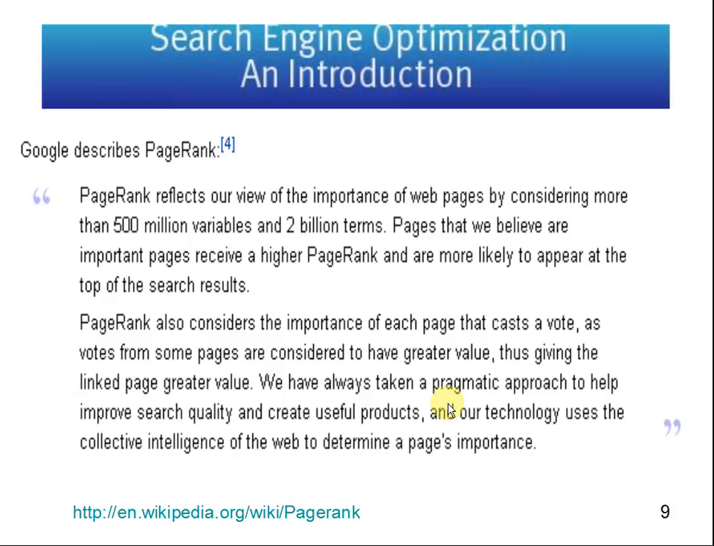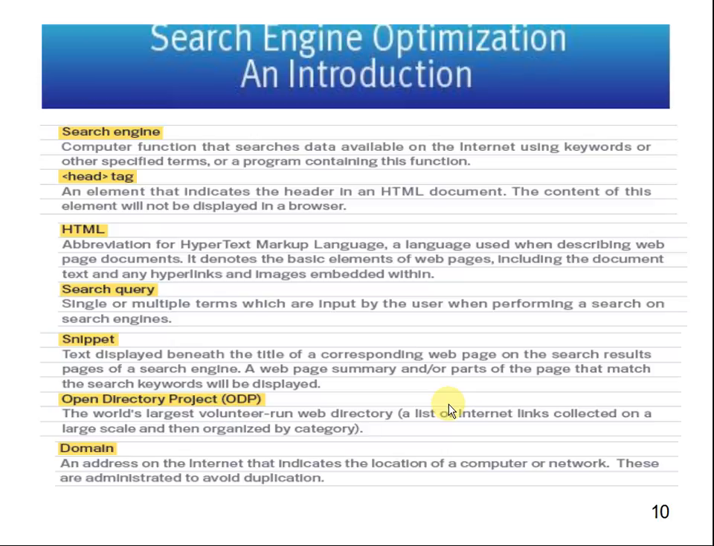There are a couple of words that we would like to understand in search engine optimization. You can go through this. As we have seen, head is the head tag of the HTML. HTML, as mentioned, is hypertext markup language. Search query is a singular or multiple terms which are input by the user when performing a search on the search engine. If you give a word in the Google search box, that is the search query, a word or multiple words.